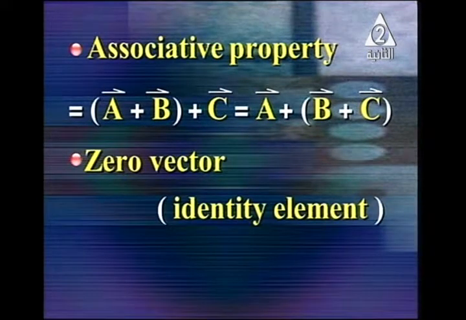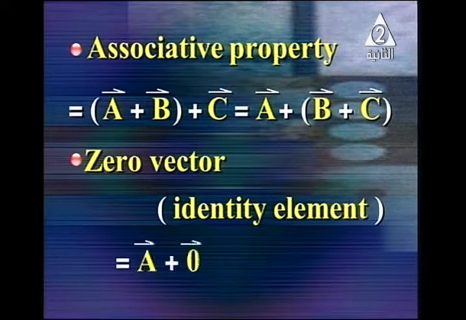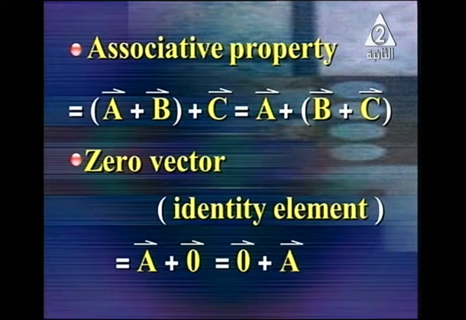Number 4, zero vector. What do you mean by zero vector, or 0, 0, 0? It is called the identity element. Identity element in addition is called zero vector. A vector plus zero vector equals zero vector plus A vector, which equals A vector.